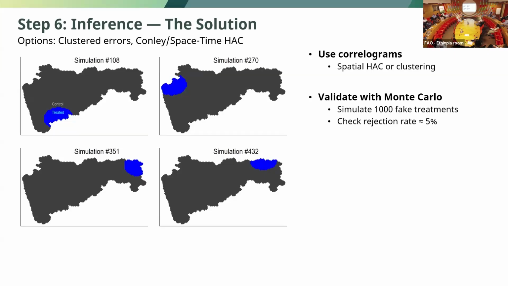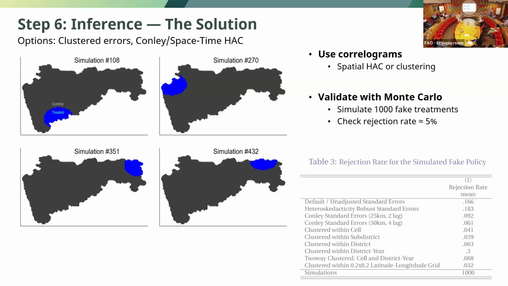The other thing that's useful is to run Monte Carlo simulations. I won't go into a huge amount of detail since I'm essentially out of time, but this is a way to measure whether you're estimating too many false nulls.